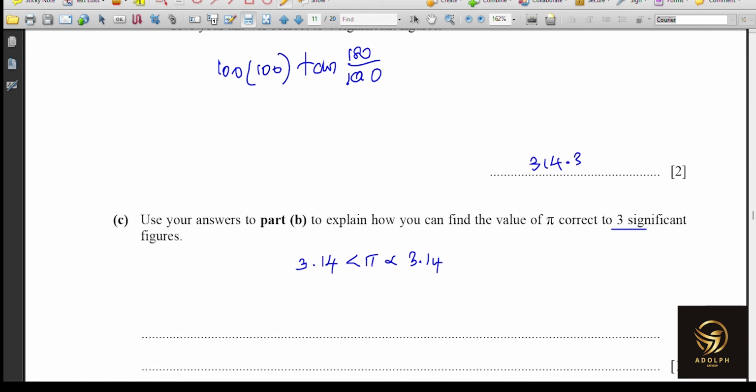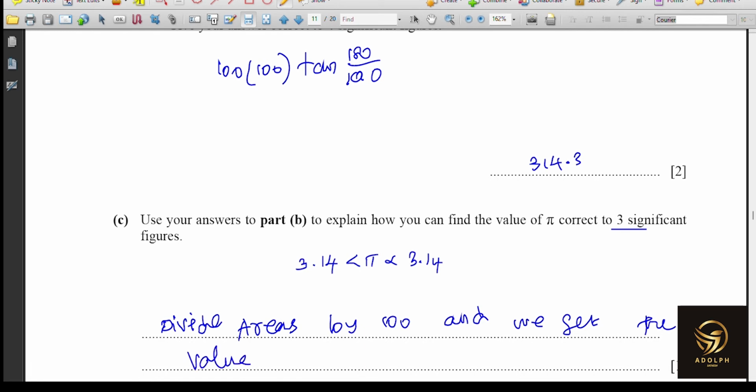So now what we have to write? Find the areas. Divide the areas by 100, and we get the value of pi correct to 3 significant figures, 3SF. Because 3.14 is the pi value we know to 3 significant figures.